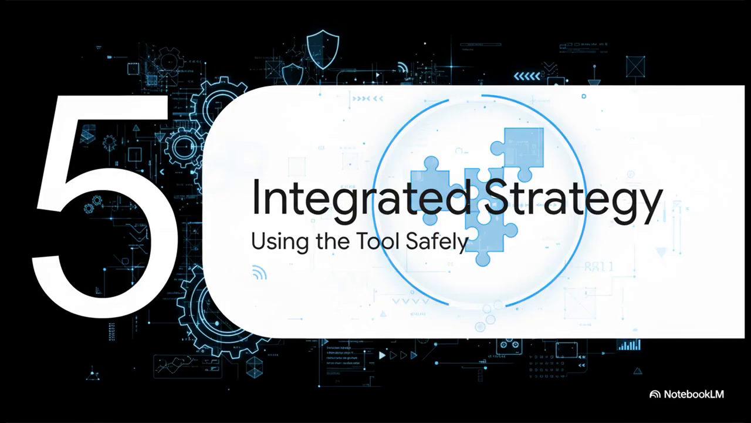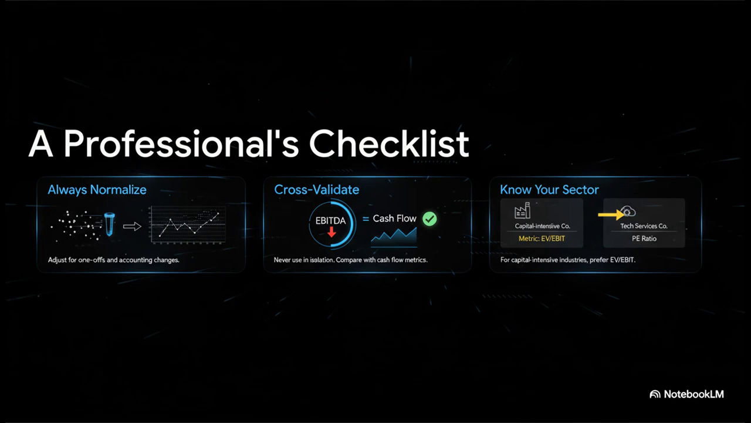So, after all that, how do we use this incredibly powerful tool without falling for its traps? Well, the answer is to have an integrated strategy, to treat EV to EBITDA as just one piece of a much larger puzzle. So here's your professional's checklist. Number 1, always normalize your numbers. Adjust for all that one-time stuff.